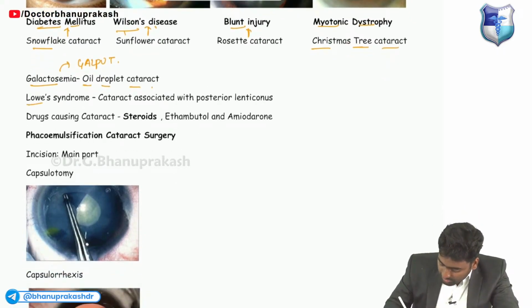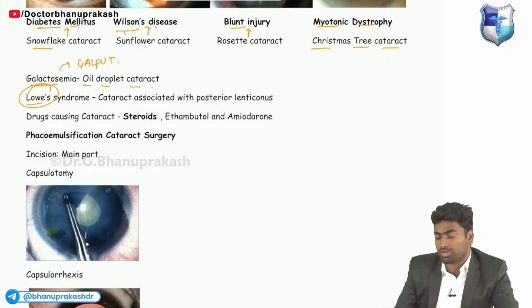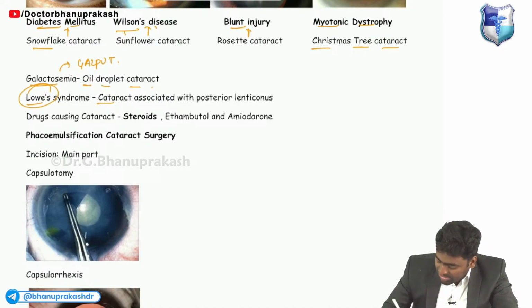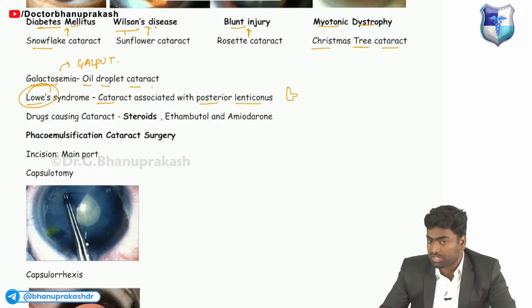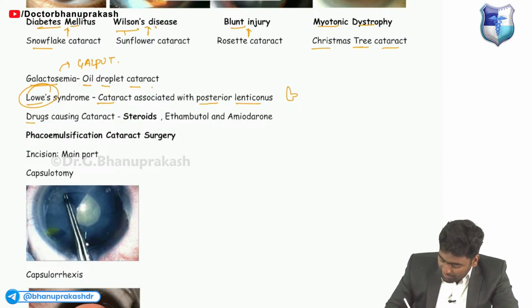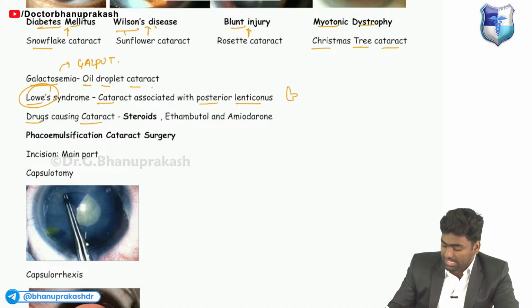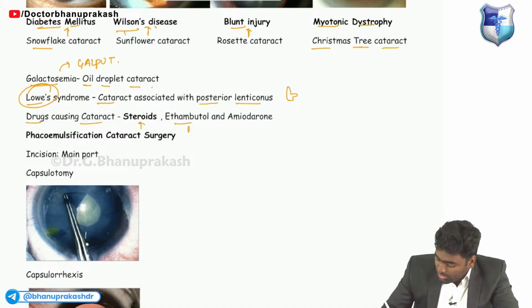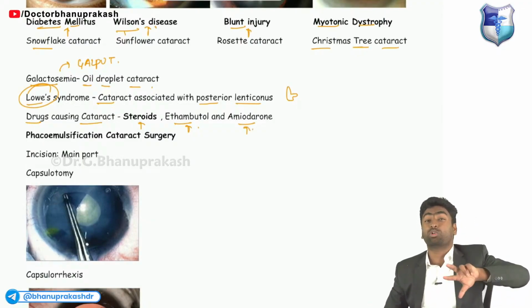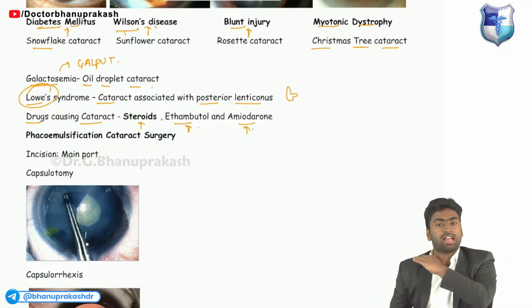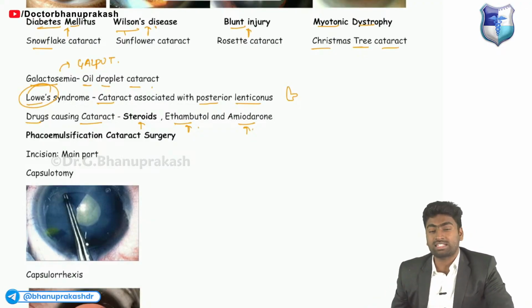And next, in the case of Lowe syndrome, there is a cataract which is associated with posterior lenticonus, meaning the posterior part of the lens will become more conical in shape. This is known as posterior lenticonus. And there are a few drugs which cause cataract, which include steroids, ethambutol, anti-tuberculosis drugs, and amiodarone. We studied, right? These potassium channel blockers, which is amiodarone. All of them will cause cataract.